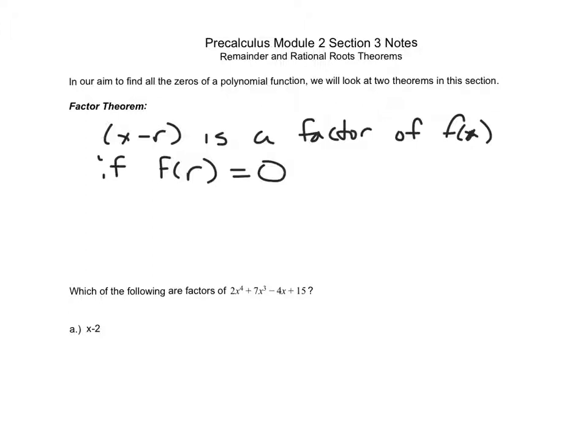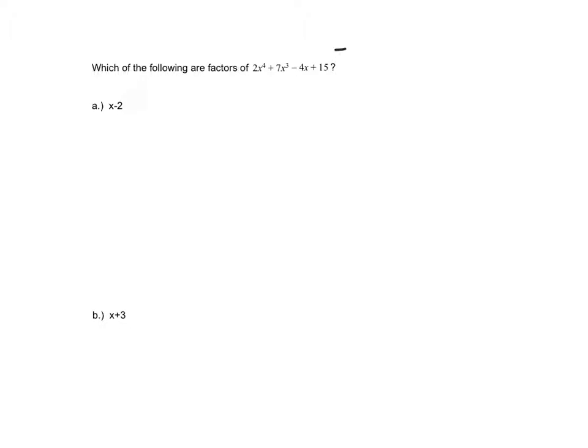So we can look at a couple different ways to do this. Here we have two factors. We want to check if they are factors of this other polynomial. So this is our function, 2x to the 4th plus 7x cubed minus 4x plus 15. So one way is to use this factor theorem, which says, okay, let's just go ahead and call this f of x. So in this case, if f of 2 equals 0, it's a factor, and if it's not 0, it's not a factor. And again, we're just using 2 because that's the number x minus the root.